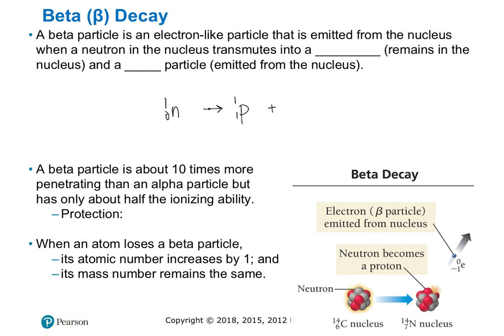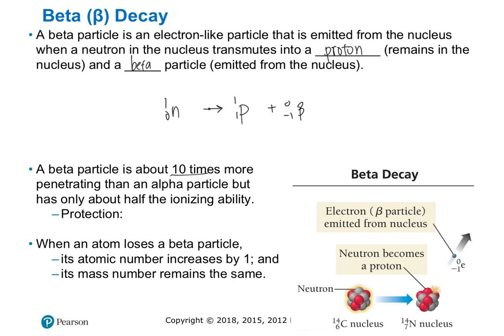In order to balance it, we need to lose what we call a beta particle. It has a -1 charge and no mass, and we notate it like this. So a neutron turns into a proton, and it emits one of these beta particles. They're kind of like an electron because they're a similar size, but they have the opposite charge of a proton. So that's why it's very similar to that.